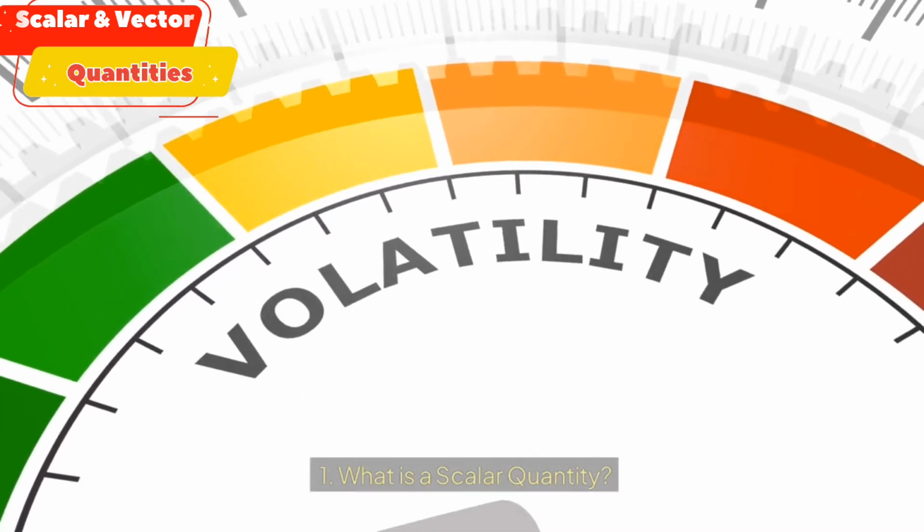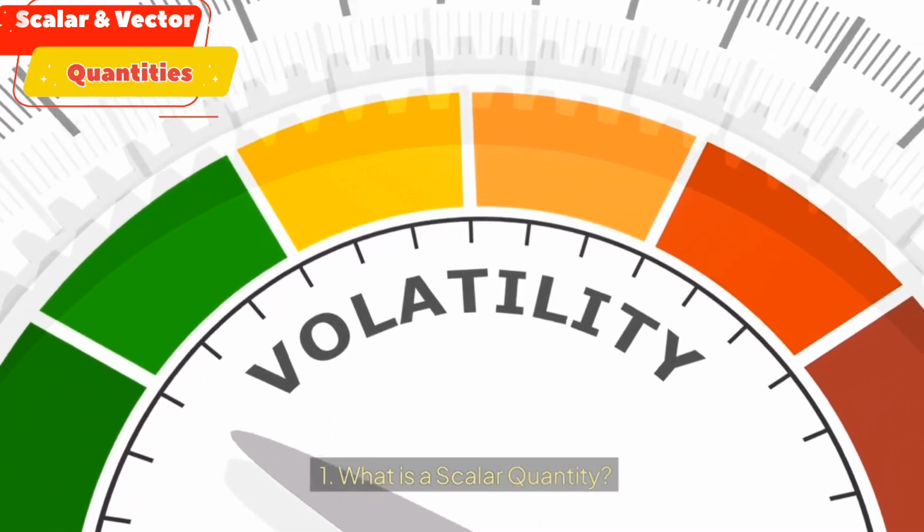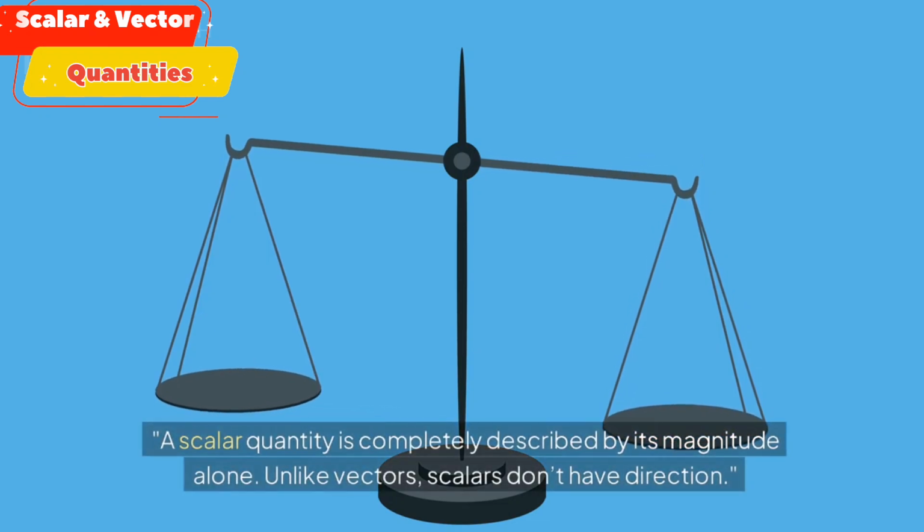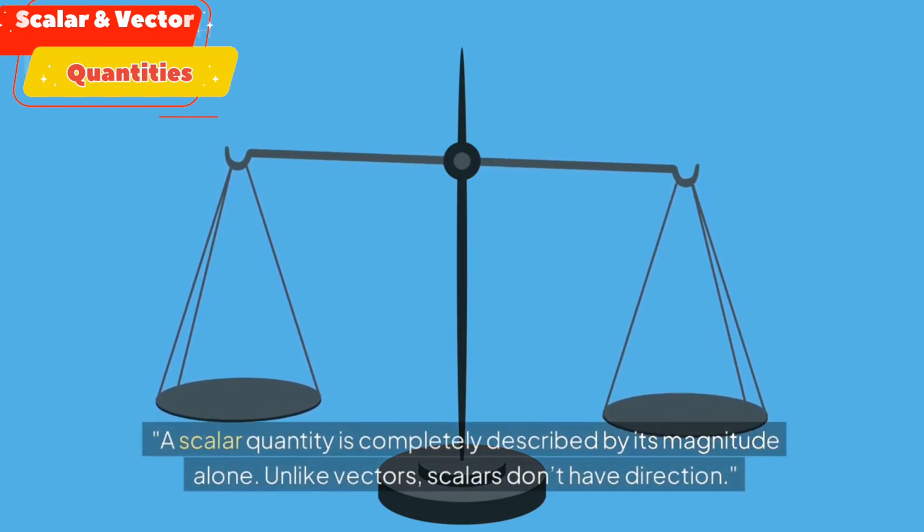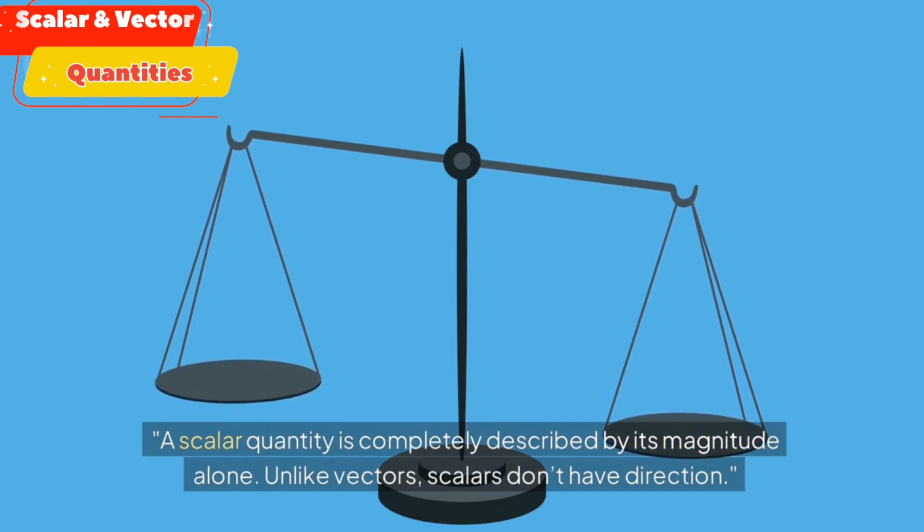1. What is a scalar quantity? A scalar quantity is completely described by its magnitude alone. Unlike vectors, scalars don't have direction.